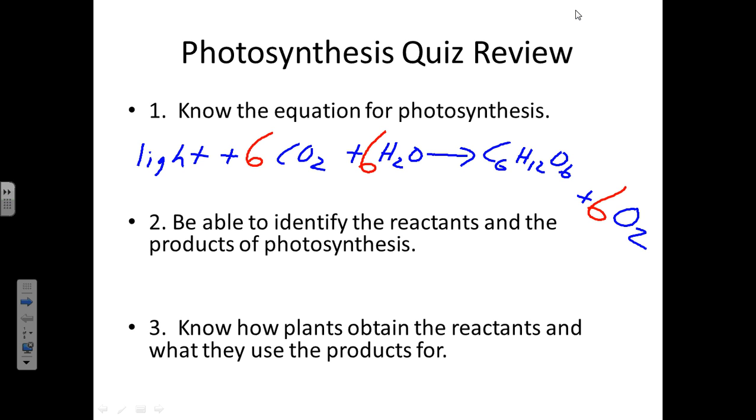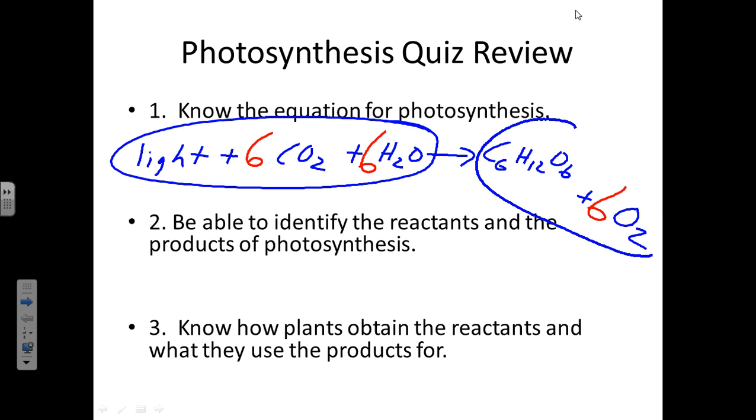And notice the second item up here says that you need to be able to identify the reactants and the products. Remember, the things on the left, these are the reactants. The things that a plant needs to be able to do photosynthesis. And then the things on the right, those are the products. That's what the plant makes as a result. And what's the little arrow called? It's called the yield sign.